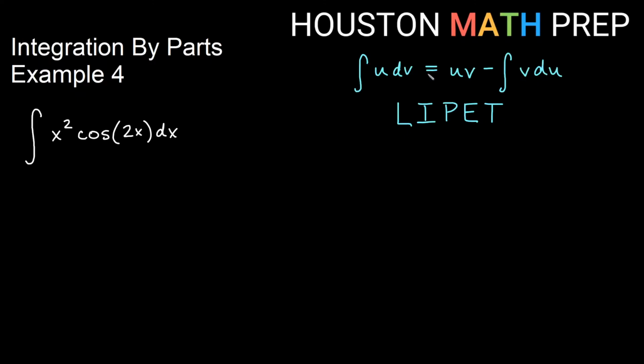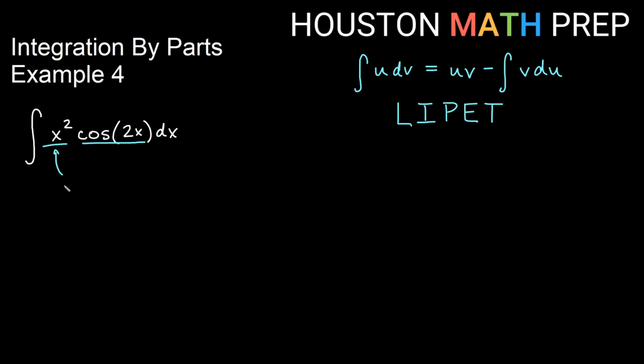We're using our system called LIPET to decide how to choose u. If you haven't seen that video, check out our video on LIPET and how to choose u when doing integration by parts. Over here, I've got my last basic example that I'm going to do in these videos. I've got an x squared times a cosine 2x, basic product rule using integration by parts.